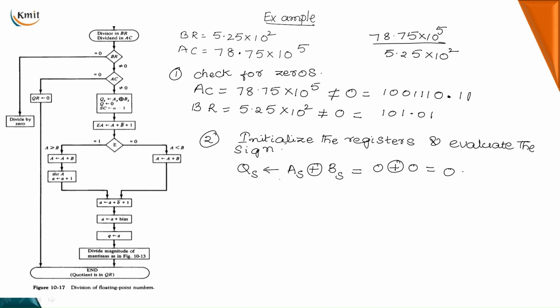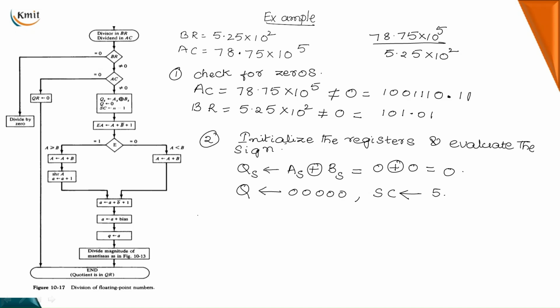Okay, and similarly I have to initialize the capital Q. So it is initialized to all zeros initially, and the sequence counter has to be initialized to n minus 1. So without a sign bit, the sign bit of Q is stored in QS. So SC represents the number of bits of my quotient, which is 5.